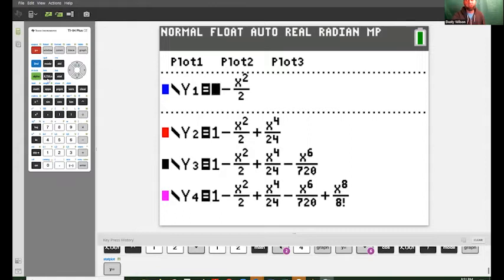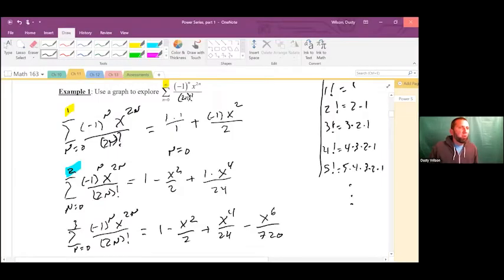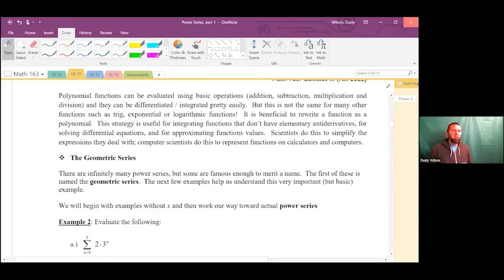So it's not doing exactly this, but it's doing something along these lines. So again, why do we want to play with power series? Well, one major reason is that they give us an alternate representation for some really famous functions. Polynomial functions can be evaluated using basic operations: addition, subtraction, multiplication, and division, and they can be differentiated and integrated pretty easily.